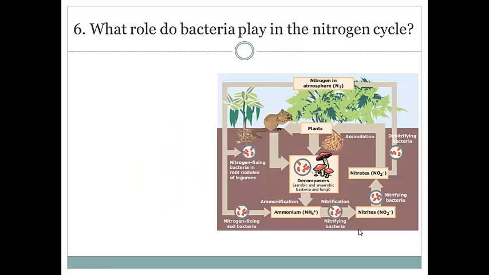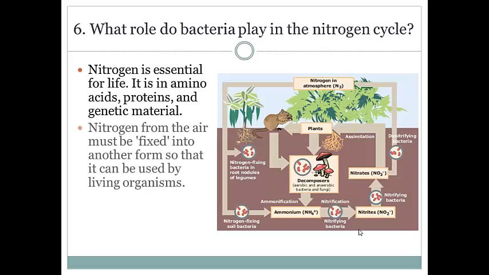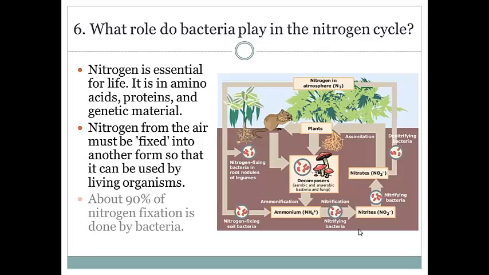So what role do bacteria play in the nitrogen cycle? Nitrogen is essential for life. It's in amino acids, it's in proteins, it's in DNA, genetic material, so it is an important element. Nitrogen is available in the air. The air is roughly 70% nitrogen, but it must be fixed into another form so that it can be used by living organisms. Nitrogen as it exists in the atmosphere is not something that organisms can use and access.